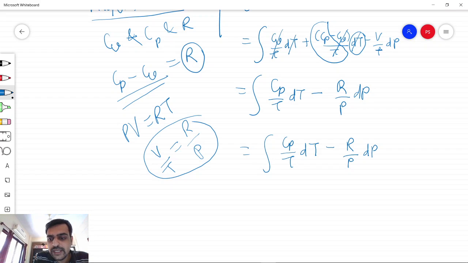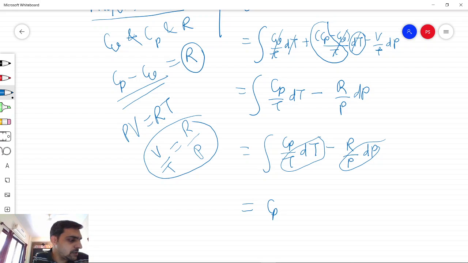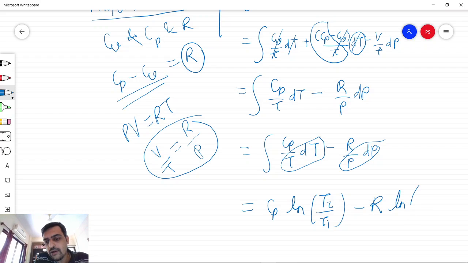Now the variable has been changed to pressure and temperature. Now this is again the same type of integral. Cp comes outside being a constant. Then we have log of T2 by T1, since 1 by T dT integrated gives us log T, and accordingly the limits, log T2 minus log T1, give us log T2 by T1, minus this R comes outside, and we get log P2 by P1.